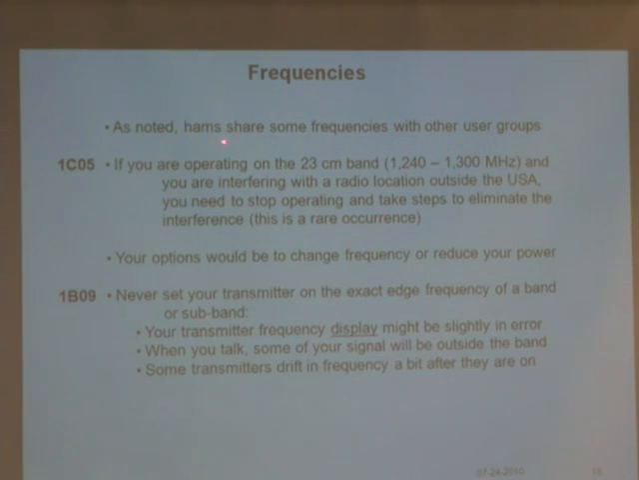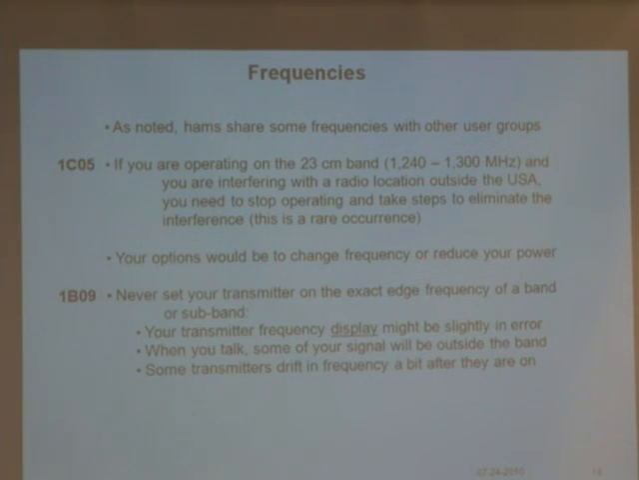It says, as noted, hams share frequencies with other user groups, as people who are not amateur radio operators. If you're operating on this band, 23 centimeter band, that's the 1240 to 1300 megahertz, and you're interfering with a radio location that's outside the U.S., now this is a crazy question, I don't know where they come up with this. You need to stop operating and take the steps to eliminate your interference. I've never heard of this.